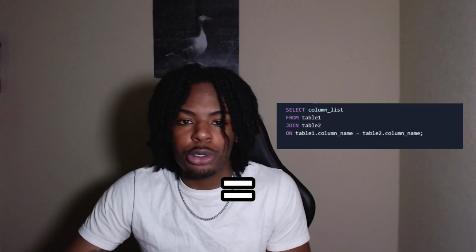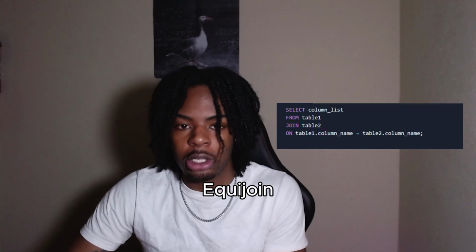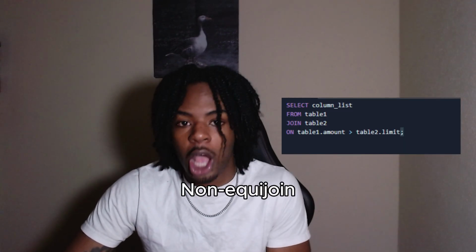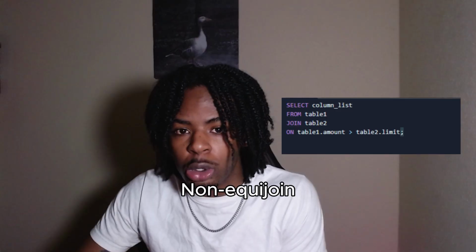If that comparison uses an equal, then that's called an equal join. But if it uses anything else like a less than or greater than, then that's called a non-equal join. And when comparing rows, the values being compared, they gotta have the same data type.